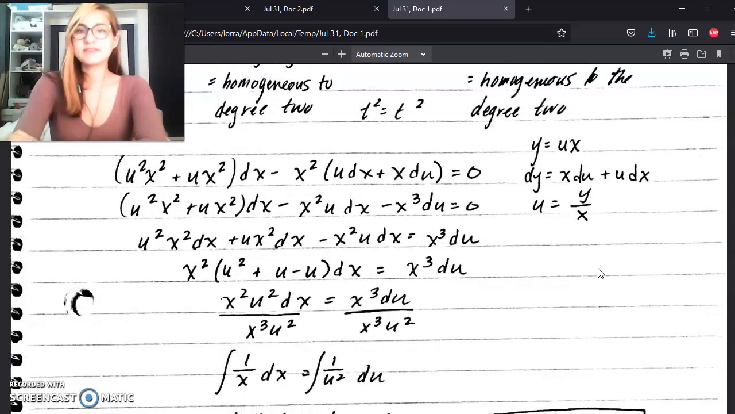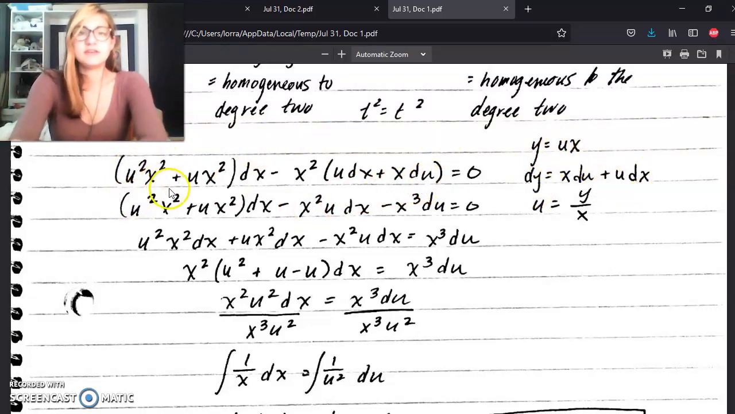So we were supposed to solve this using substitution. So here are my substitutions. y equals ux, and thus dy is equal to x du plus u dx. So basically what you do is you replace the y and the dy in the equation with these two substitutions.